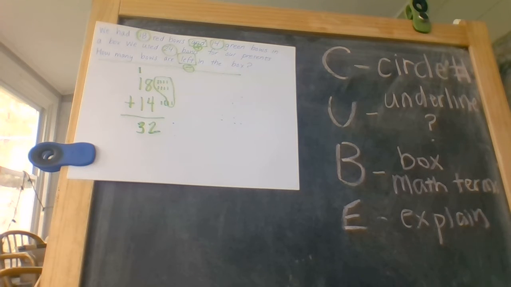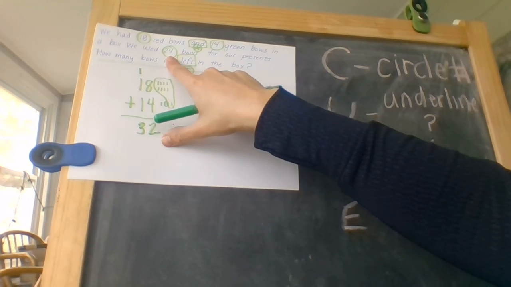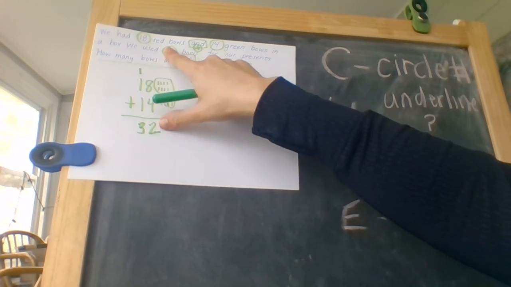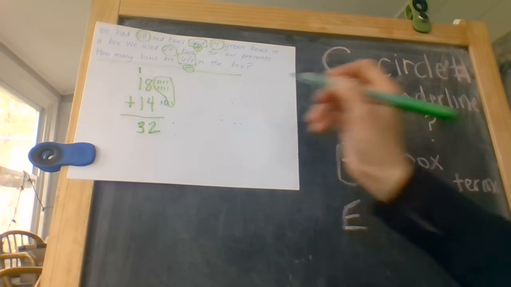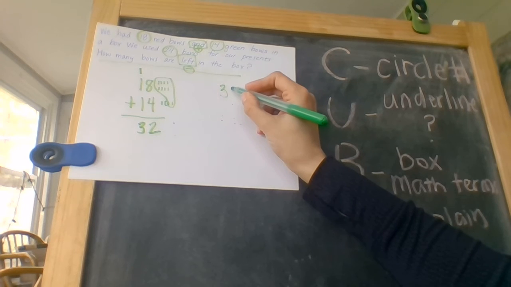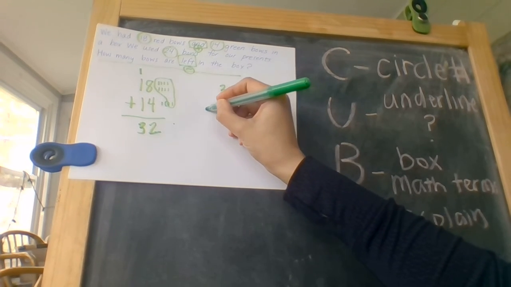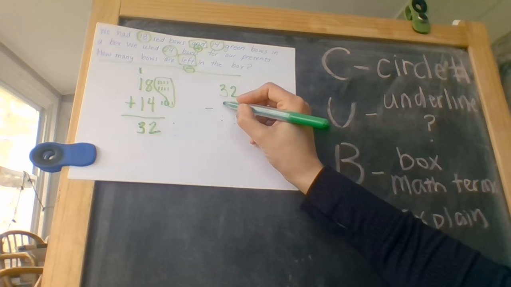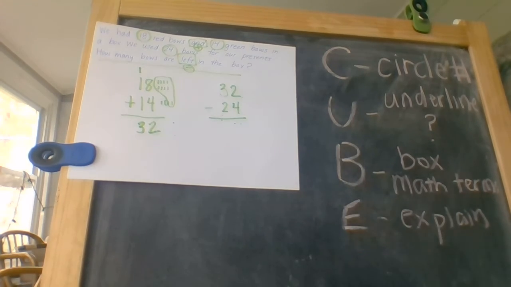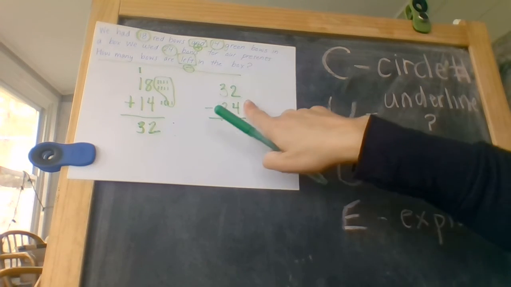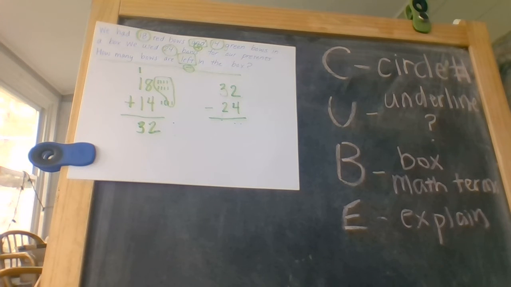Is that how many are left in the box? No, because I still have this number, there's 24 left that I need to use, and it's telling me that I used that many bows on our presents. So I'm going to take my 32 and I'm going to subtract the 24 we used. Okay, I'm going to have to think back to my subtracting video from a couple weeks ago to take away 4 because I always start in the ones place.